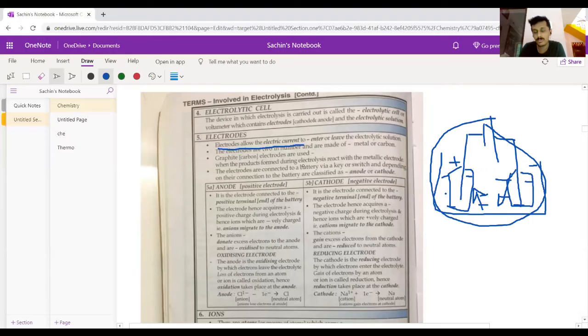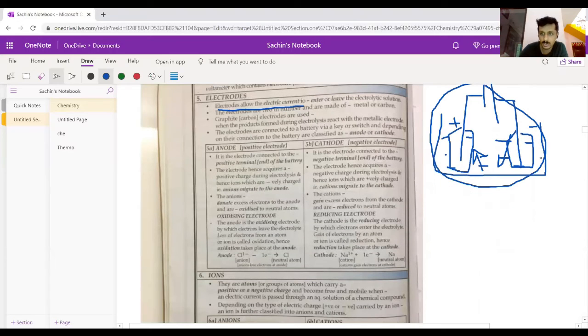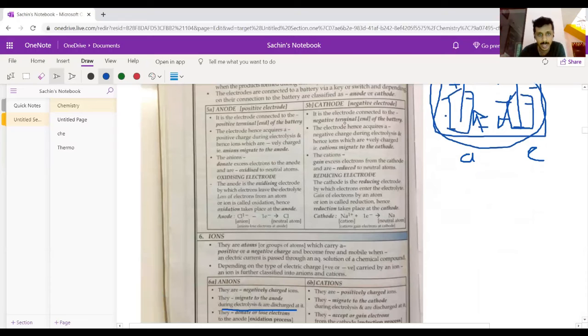There may be two types of electrodes. One is the anode, which is a positive electrode, and the cathode is a negative electrode. The anode is the electrode connected to the positive end of the battery, and the cathode is connected to the negative end of the battery. Hence, the anode is positively charged. I have explained this previously, but I'll repeat: the anode is positively charged.